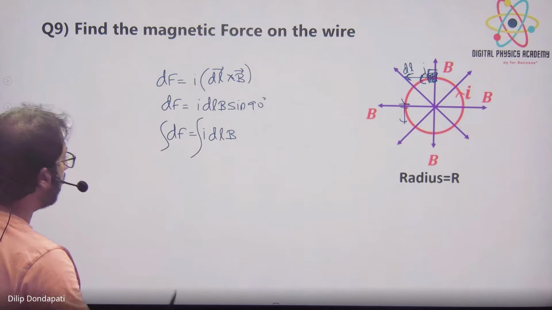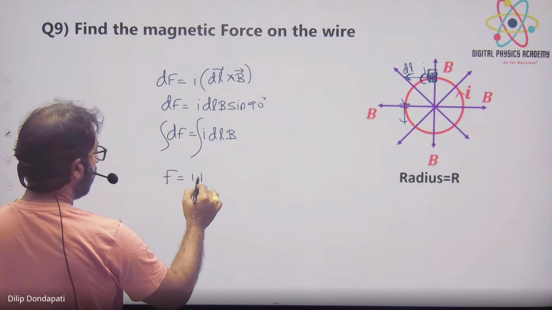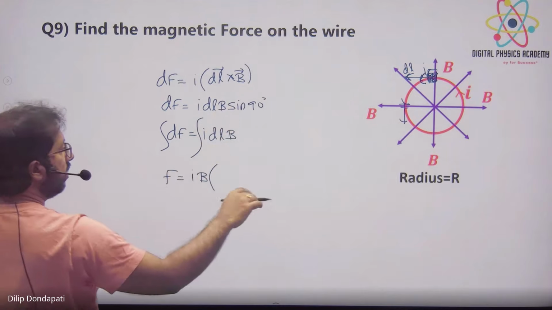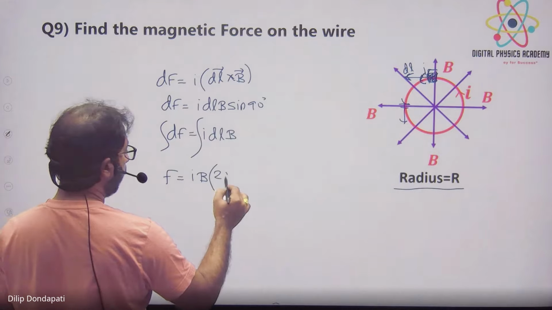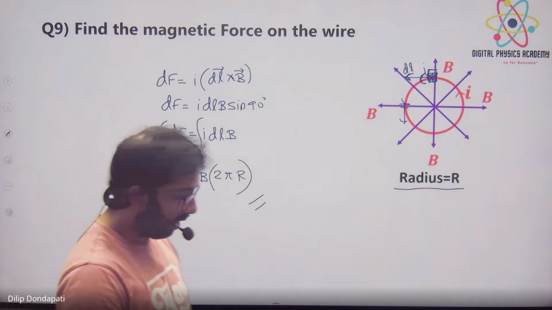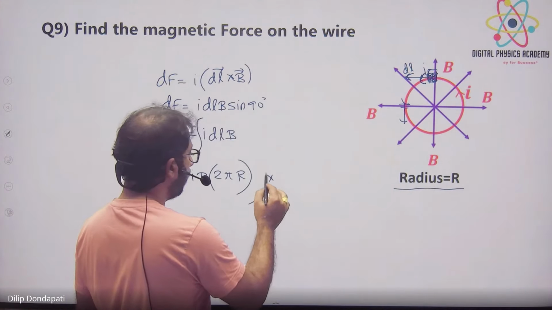So how much will it be? F is equal to current, which is constant, B constant, and the dl total is the circumference, right? The addition of length is 2 pi r. So this is the answer, and the direction is into the page.